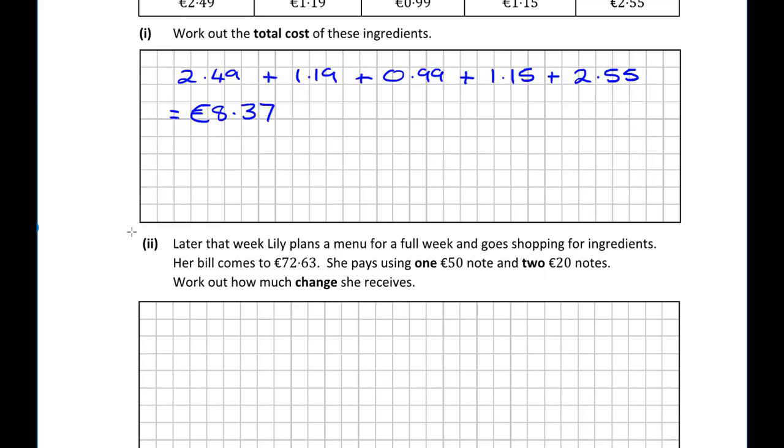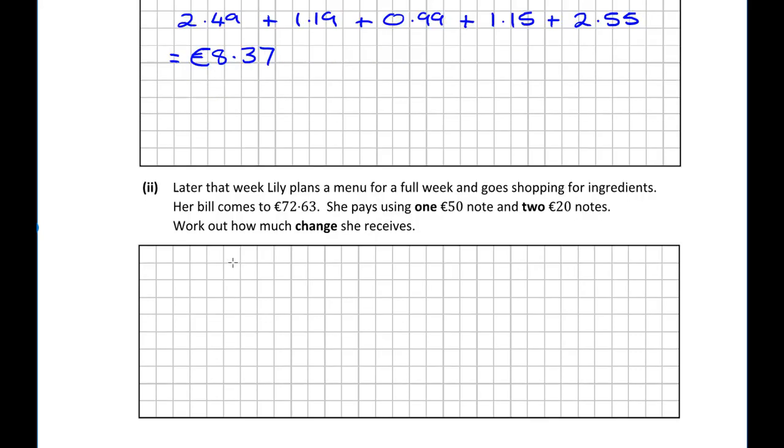But yeah, that's it. Now, later that week, Lily plans a menu for a full week and goes shopping, all right? So typically in Irish examinations, they have a load of English here. They have like an essay when they should just ask the question, you know what I mean? It seems like the people who make these exams are frustrated English literature writers who wanted to be journalists but never could be. They put in a lot of filler. We don't care if she's planning a menu or going shopping. We don't care. Just give us the numbers.